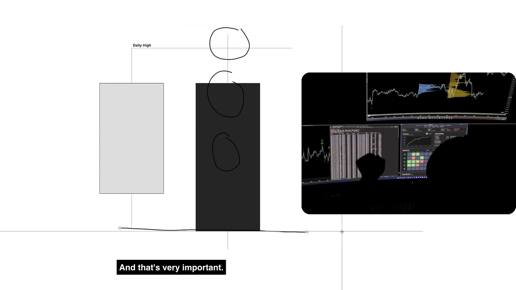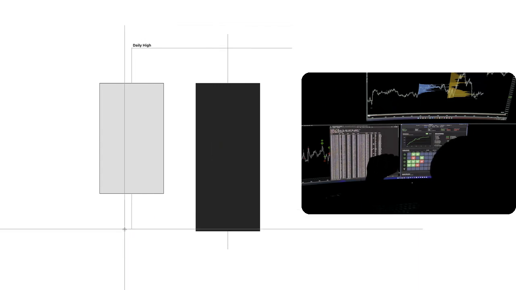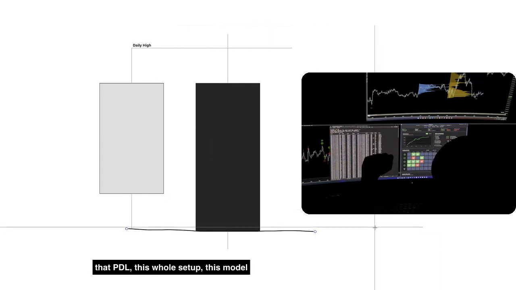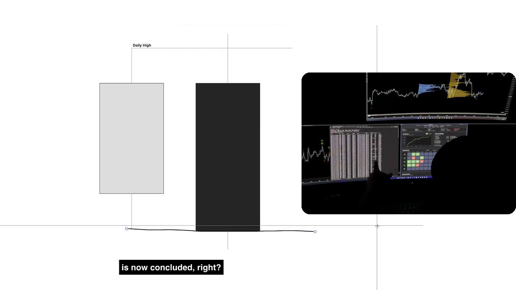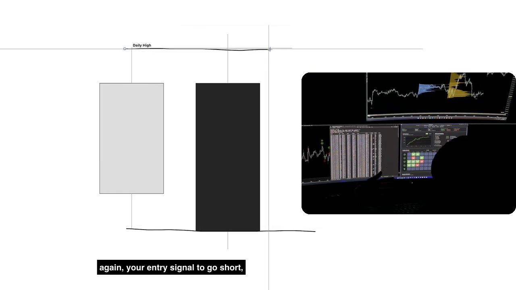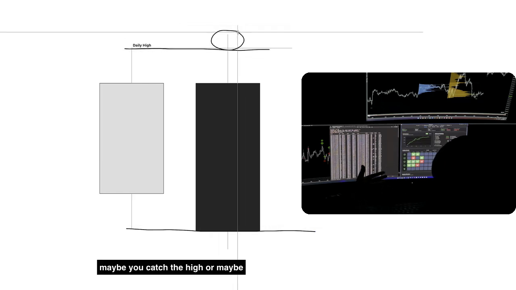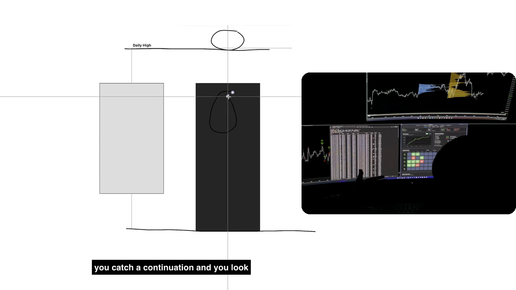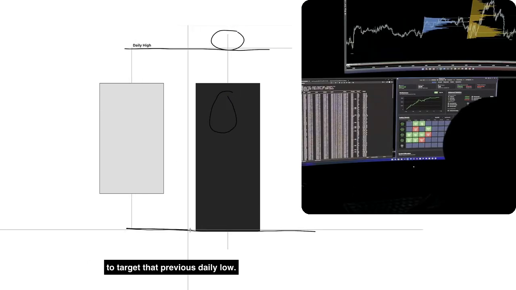And that's very important. Once that daily to daily is complete, so as soon as we trade below that PDL, this whole setup, this model is now concluded, right? And you have to wait for another one. As soon as we spike above this previous daily high, again, your entry signal to go short. Maybe you catch the high, or maybe you catch a continuation and you look to target that previous daily low.